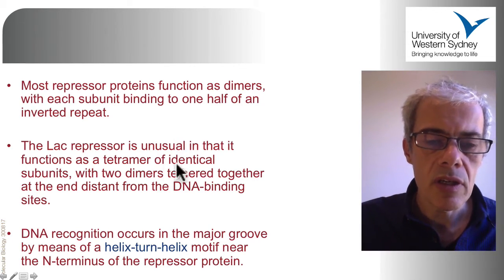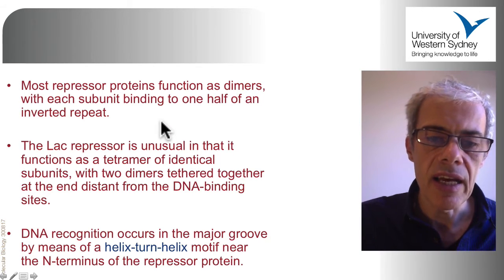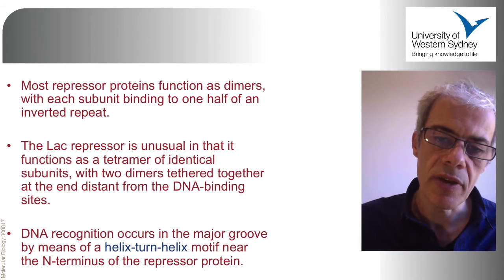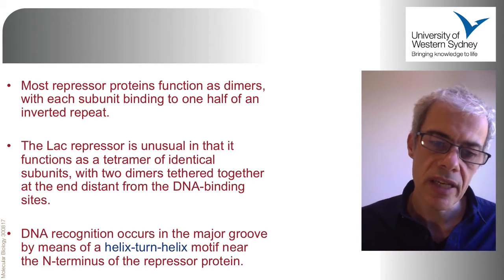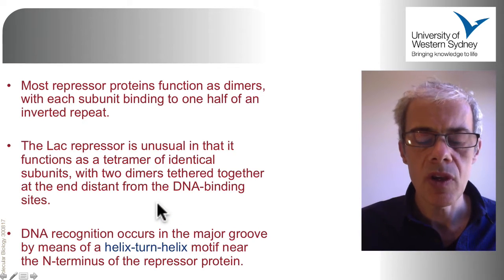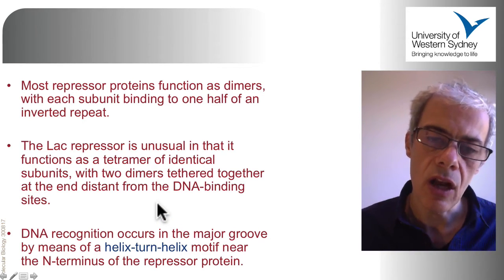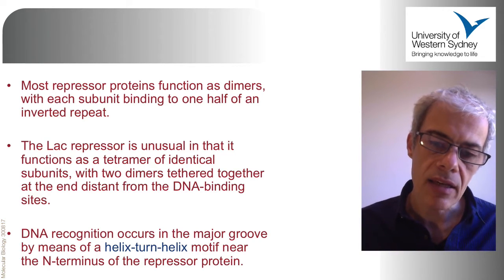Now, when you look at the Lac repressor in a bit more detail, it's actually a tetramer, not just a dimer. So it can function as a dimer, but then those two dimers come together to form a tetramer. Okay, and we also looked last week at a looping region of DNA at the Lac Operon.